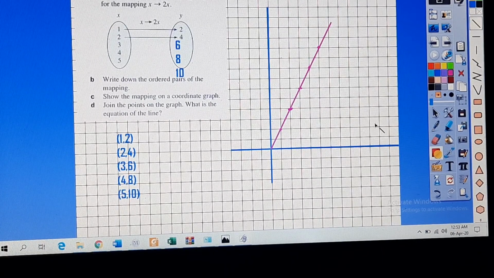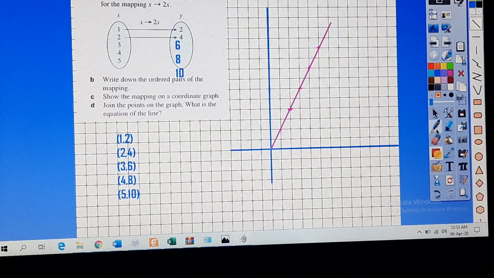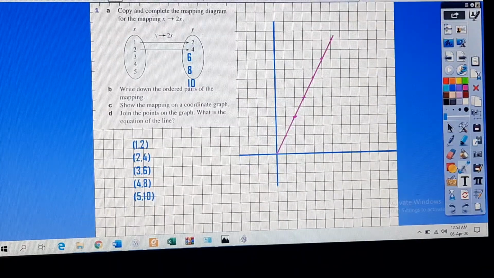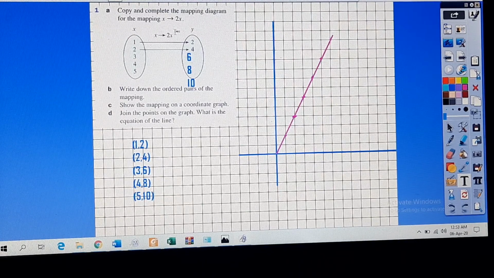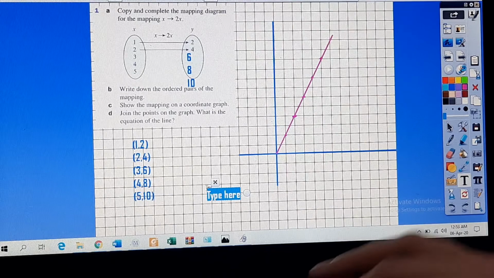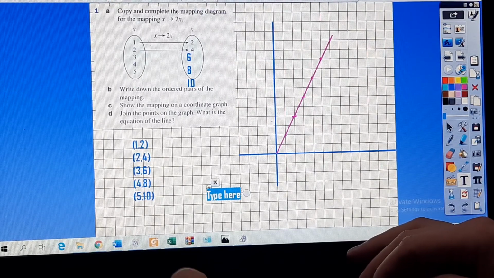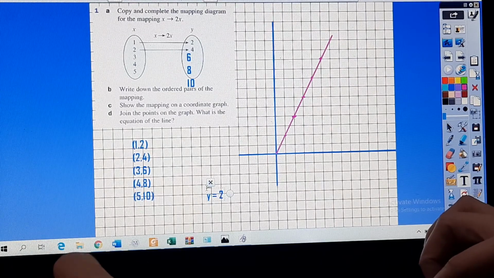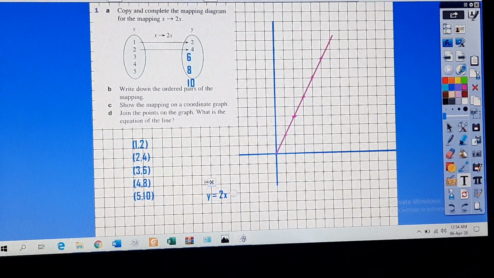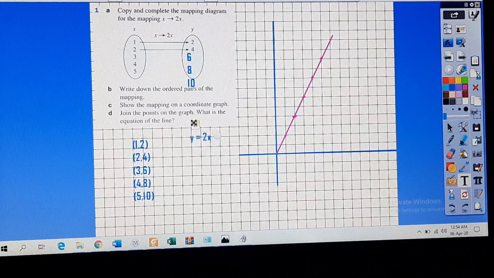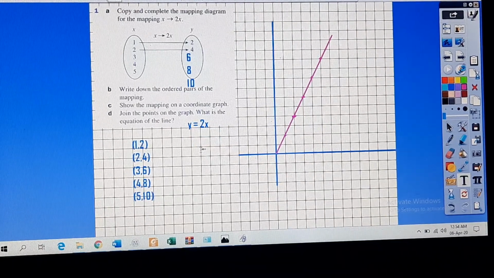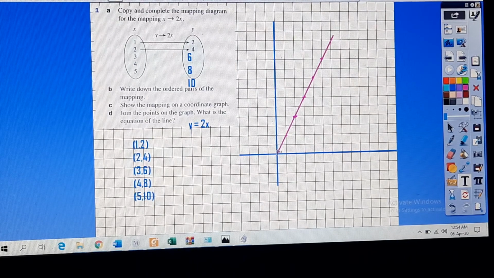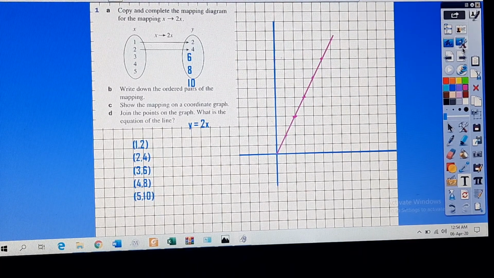Okay, now can we write the equation of this line? Of course we can. Since y is double x, we can write directly y is equal to 2x. So y is equal to 2x is the equation of this line. And this line passes through the origin. If you see, if x is 0, y is 0.